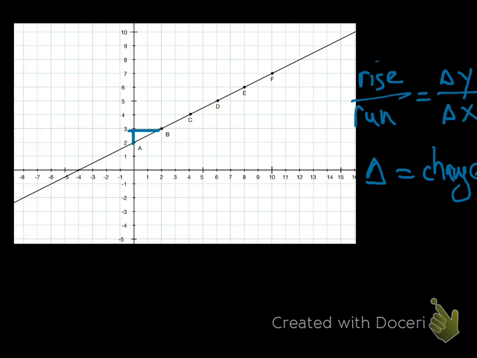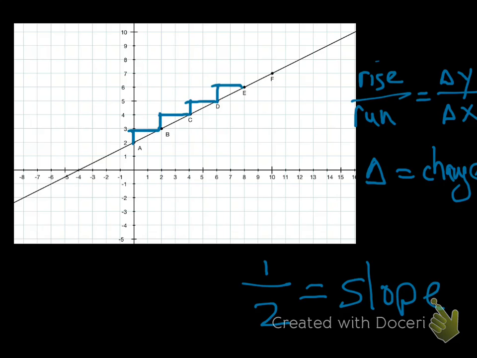And then when you go to C, you go up 1, over 2. From C to D, you go up 1, over 2. Same from D to E, up 1, over 2. So your rise, the amount you're going up, is 1, and your run, the amount you're running over, is 2. So that is the slope of this line.